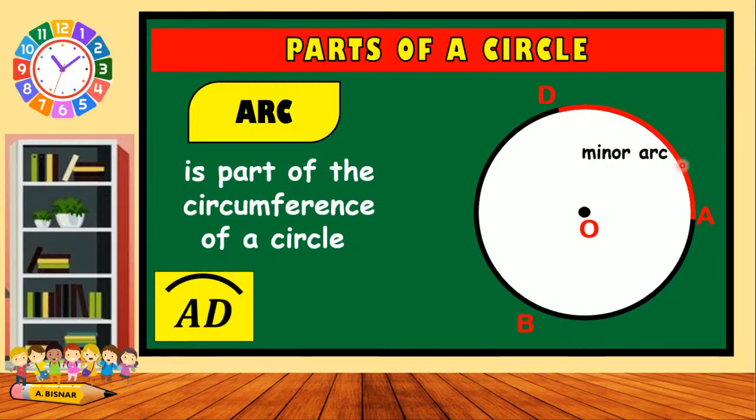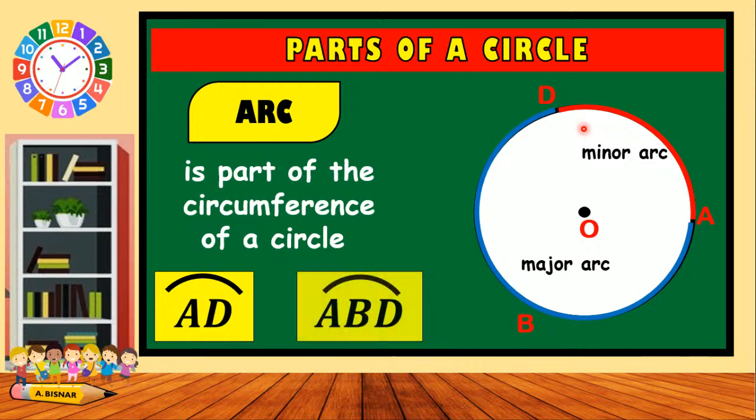Arc AD. Kung mapapansin nyo, merong symbol sa taas, at ang meaning ng symbol na to ay arc. Yung symbol kanina, yung tuwid, symbol yon for segment. Ito, symbol for arc. This one is an example of a minor arc. So, ibig sabihin, arko na maliit lang.